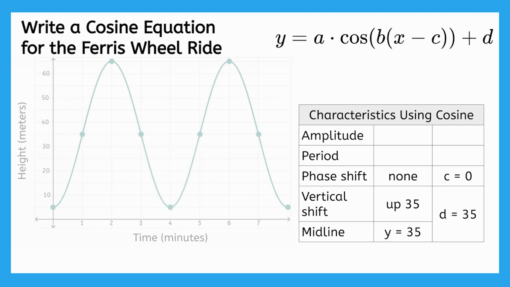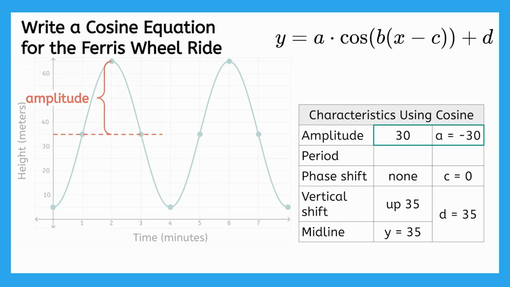Now let's find the amplitude. The amplitude is the distance from the midline to a minimum or maximum point. The midline is 30 units below the function's maximum value, so the amplitude is 30. But before we move on, remember I said I'm writing a reflection of the cosine function. So what does that mean for a?